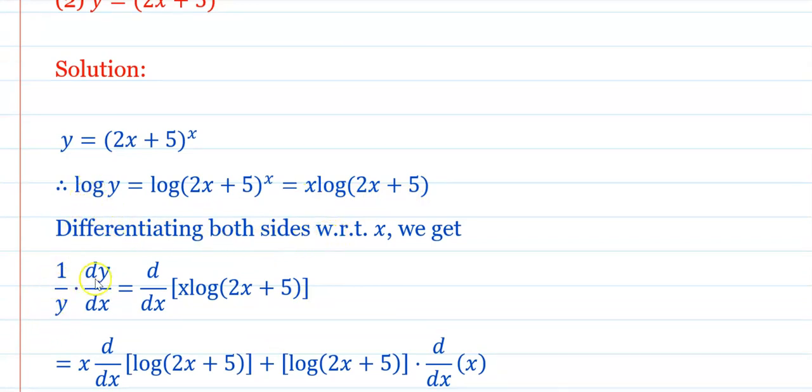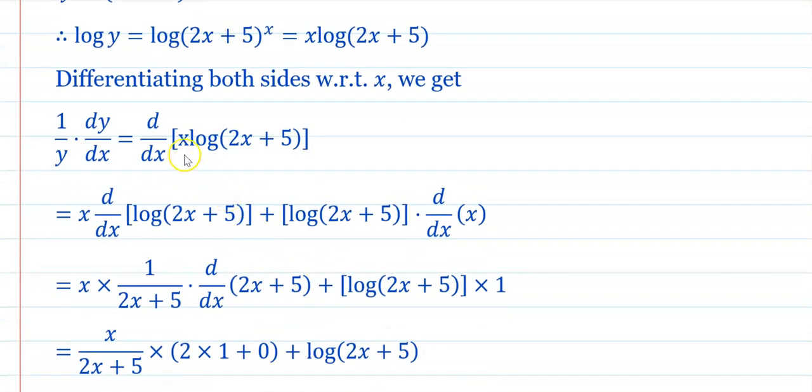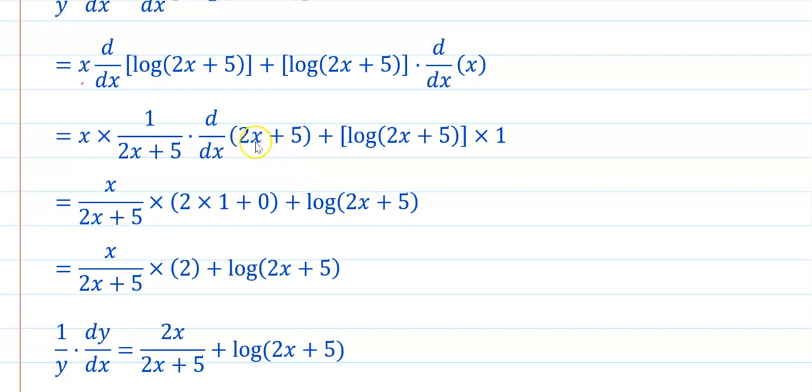Derivative of log of y is 1 upon y into dy/dx, and d/dx of x into log of (2x + 5). Here apply the product rule, keep x as it is, d/dx of log of (2x + 5), plus log of (2x + 5) as it is, derivative of x is 1. Okay. Next, derivative of log of (2x + 5) is 1 upon (2x + 5) into d/dx of (2x + 5). The derivative of 2x, the derivative of x will be 1, and derivative of 5 is 0. That is 2 into 1 plus 0, plus log of (2x + 5). 2 into 1, then you will get 2. 2 into x, that is 2x. Okay. Therefore, 2x upon (2x + 5) plus log of (2x + 5).